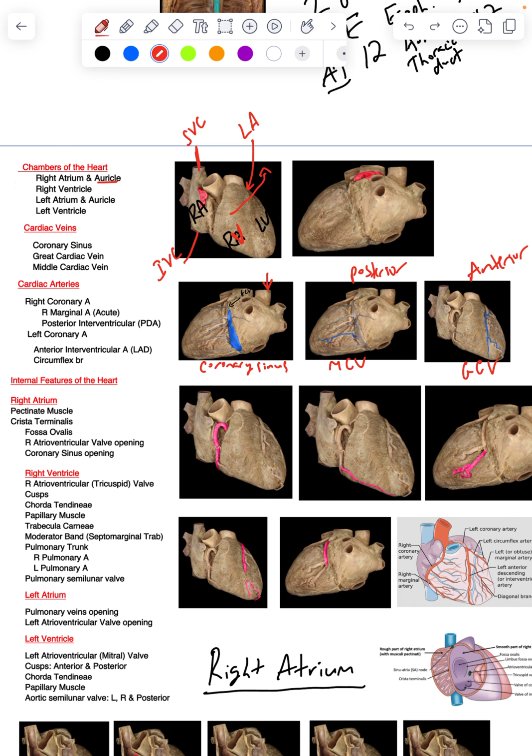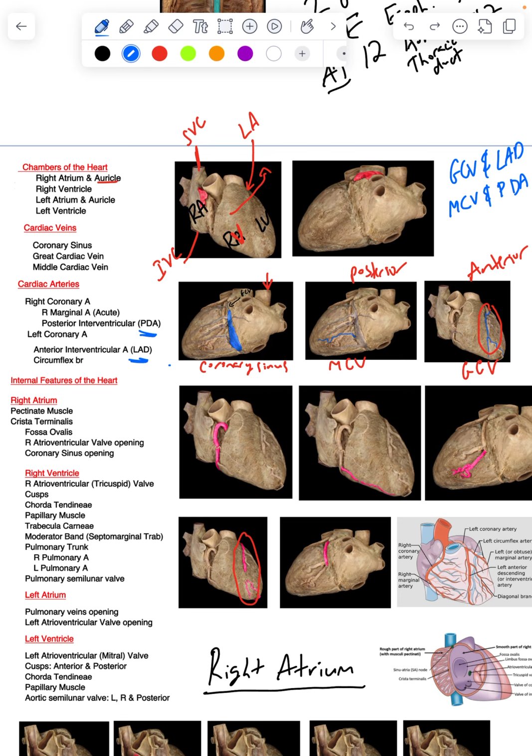So your great cardiac vein will go with your LAD, or left anterior descending artery. So put this in blue. So GCV and LAD go together. And then on the back, your middle cardiac vein and your posterior interventricular or descending artery, I'm just going to use the acronym she used here, are the ones that go together. So if you're on the back of the heart and she pins something here, if it's a vein, it's the middle cardiac vein.